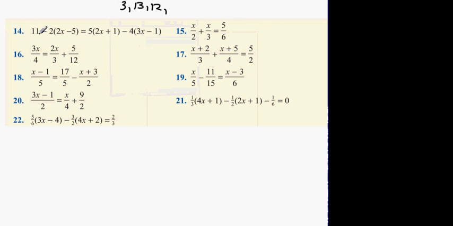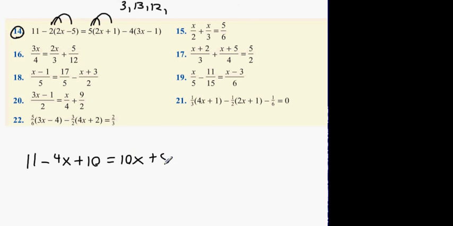Alright, Mick, number 14, how'd you do number 14? You leave the 11, and then you do minus 2 multiplied by 2x, which is minus 4x. And you do 10 plus 10, equals 10x, and 5 plus 5, 12x minus 12x, and minus 1 minus 4. Minus 4 multiplied by minus 1, two minuses when you multiply them, gives 4 plus 4.